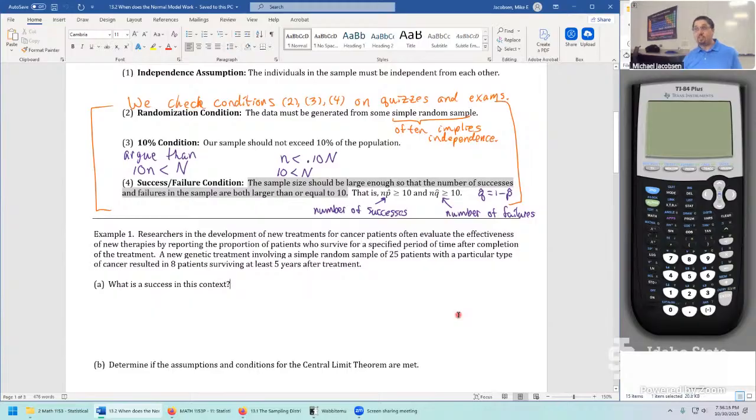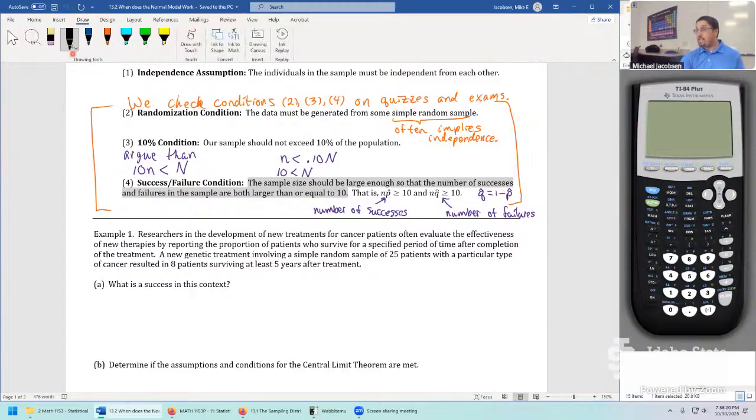Well, to really check the conditions, we have to really think about that context hard. You have to know what the sample size is. There's a bunch of numbers, but 5 years after treatment, that was just part of the context. 8 patients surviving isn't the sample size. It would be indicated here when it said random sample of 25 patients. That gives us a sample size of n, 25 in this problem. But the next thing we need to know for sure is, what would you all say is the success in this situation?